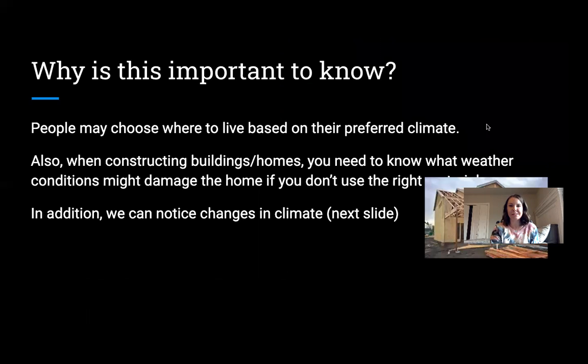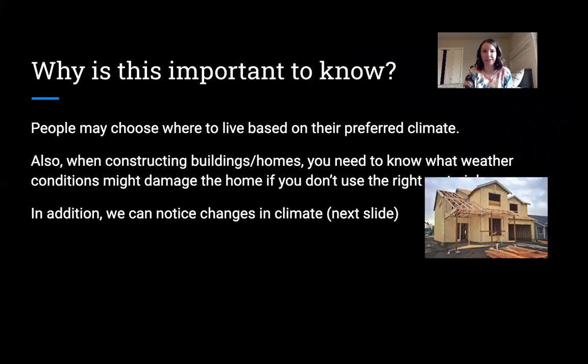So why are all these things important to know? Why do we care about climate? Well, people might choose where to live based on their preferred climate. If you're somebody who likes the really warm weather, you might want to live in a tropical climate. If you're somebody who likes the cold and the warm, that's how I am. I like it when it gets cold, and then I appreciate the warm even more. I like the temperate weather we have here in Iowa.